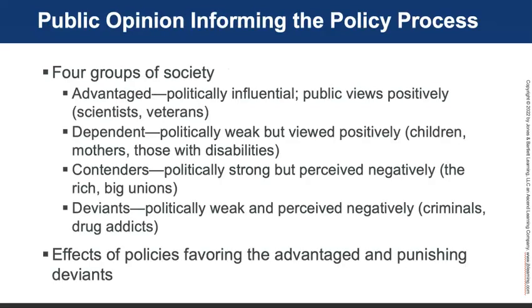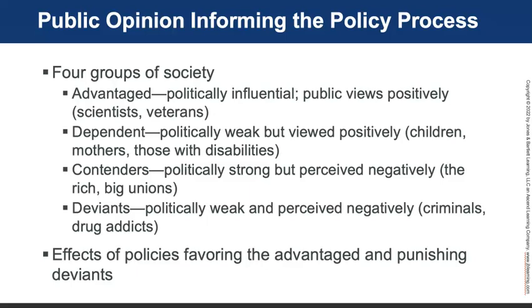Public opinion informs the policy process. I talked about this in the last chapter. It's unfortunate that the research models have said that there are 4 groups of society. The advantaged are the politically influential, and the public views them positively. Dependents are politically weak, but the public views them positively. Contenders are politically strong, but perceived negatively. And deviants are politically weak and perceived negatively.